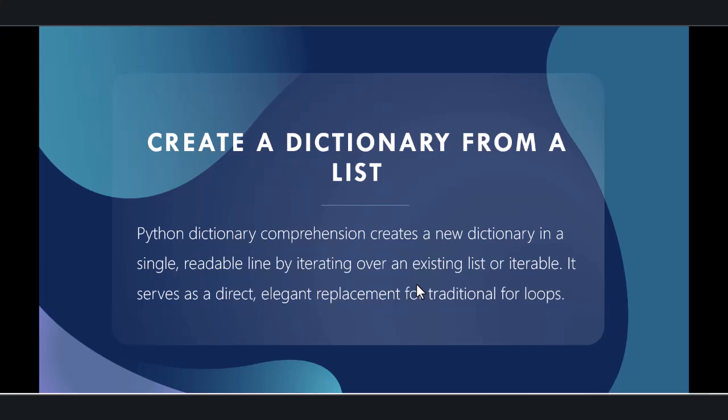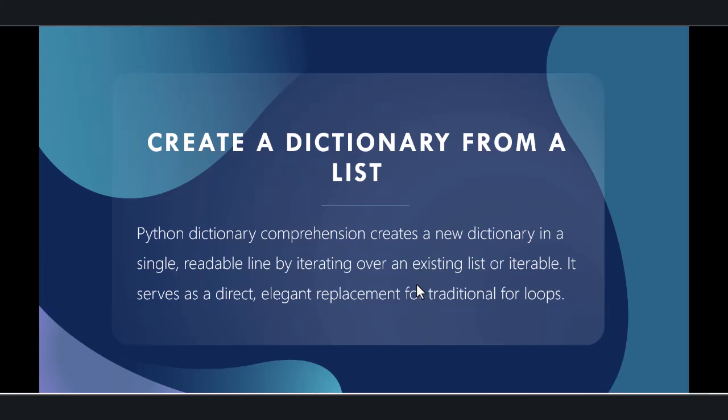Using Python dictionary comprehension, we create a new dictionary in a single readable line by iterating over an existing list or iterable. It serves as a direct, elegant replacement for traditional for loops. We will create a new dictionary here by using dictionary comprehension, in a single readable line.